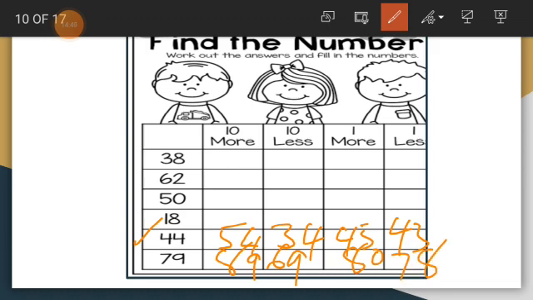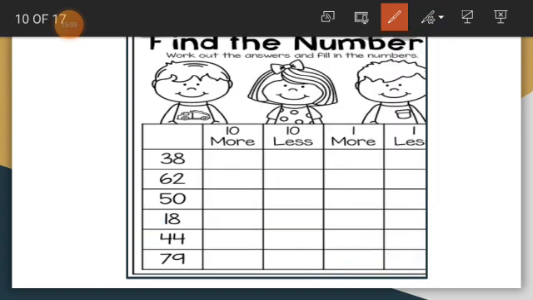Now all these slides were for your practice. Now you can practice these ones, so it will be very easy for you. You should know how to add and how to subtract 10 from each number, and how to add and how to subtract 1 from each number. Let me erase my work now.